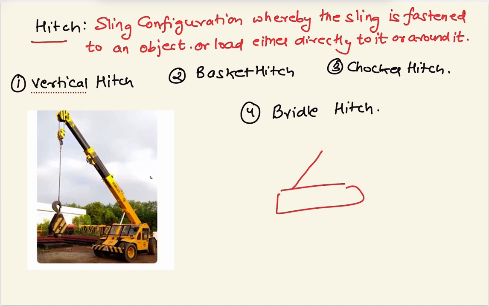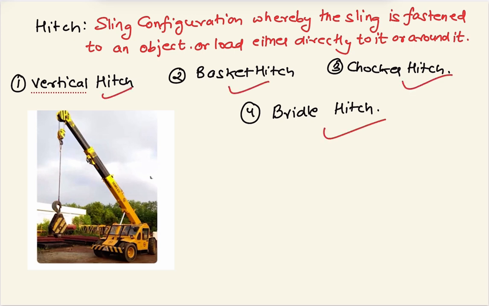Now there are basically four types of hitch that we commonly use for rigging applications: the vertical hitch, the basket hitch, the choker hitch, and the bridle hitch. We will discuss every hitch in detail, how the SWL is affected and how the reduction factor is calculated. The first is the vertical hitch.